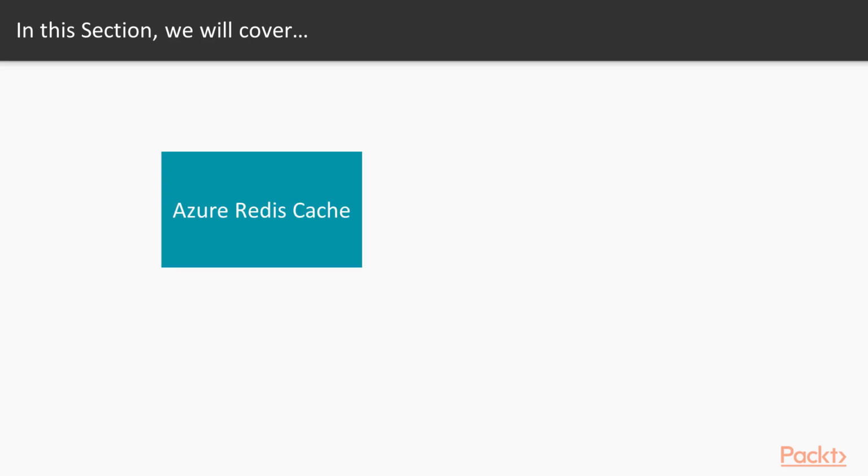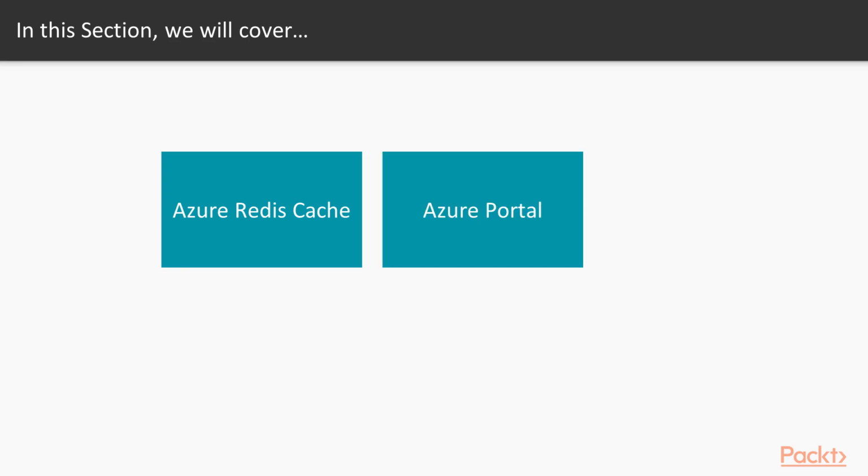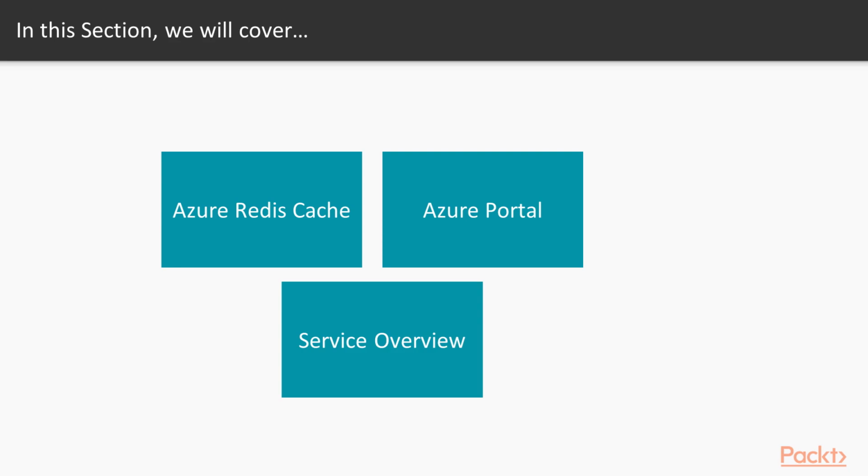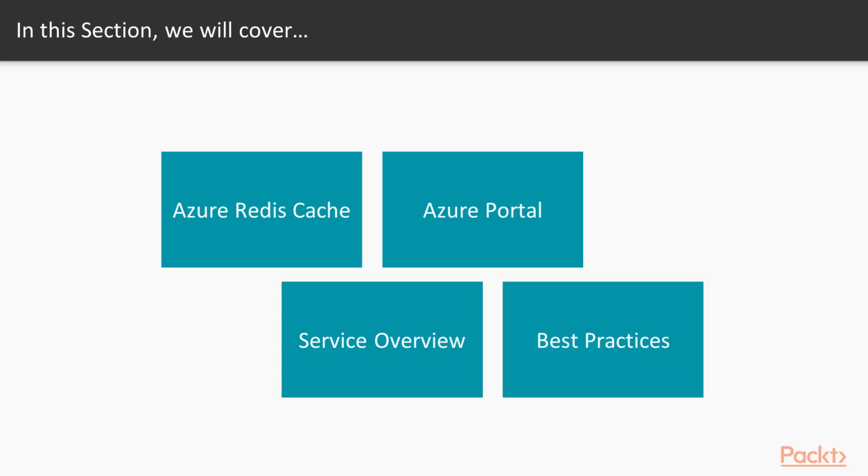In this section, we are going to take a look at what Azure Redis Cache service is. We are going to take a look at how we can create and access the service from Azure Portal. We will take a look at what services can be accessed from Azure Portal and what the best practices are that one has to follow in order to better utilize the service.